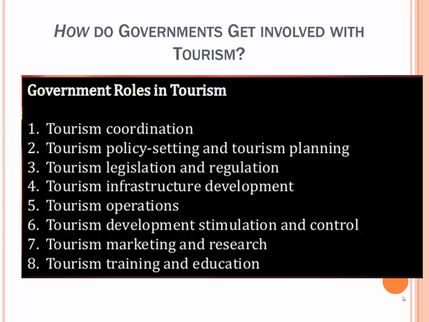In what way do governments get involved? This slide lists 8 roles of government in the tourism industry, from coordination to legislation to infrastructure development, marketing and research, and in some cases, governments even get involved with tourism training and education. Please refer to your textbook for details on each of these roles.